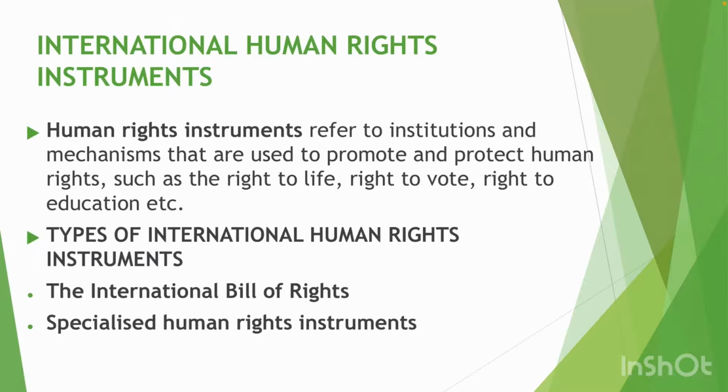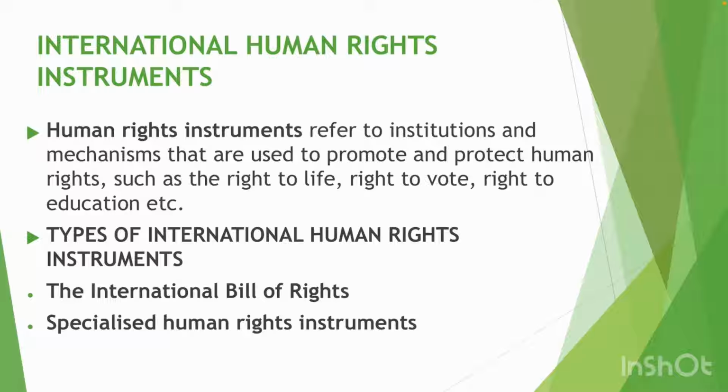Do not confuse them. So what are International Human Rights Instruments? These refer to the institutions and mechanisms that are used to promote and protect human rights, such as the right to life, right to vote, right to education, etc. That is the meaning of International Human Rights Instruments. But International Bill of Rights, you are going to see.